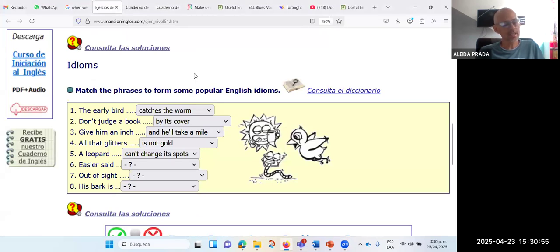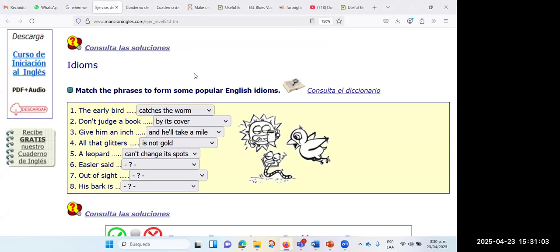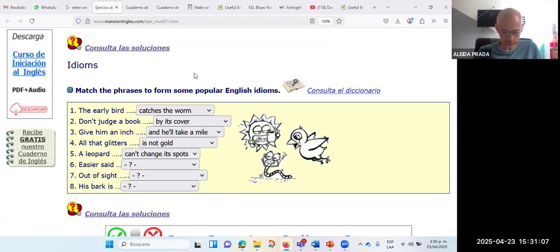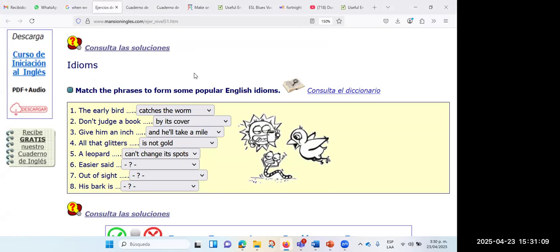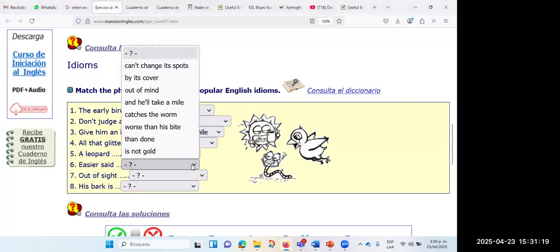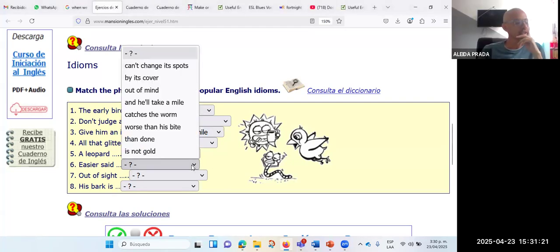In Spanish, there is a similar one, aunque el mono se vista de seda, mono se queda. Yes, I didn't remember that sentence. Easier said, es fácil decir que. It's easier said.